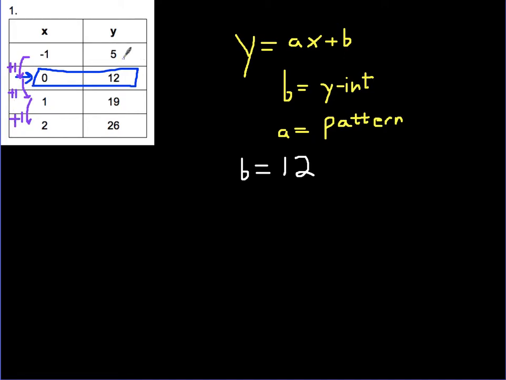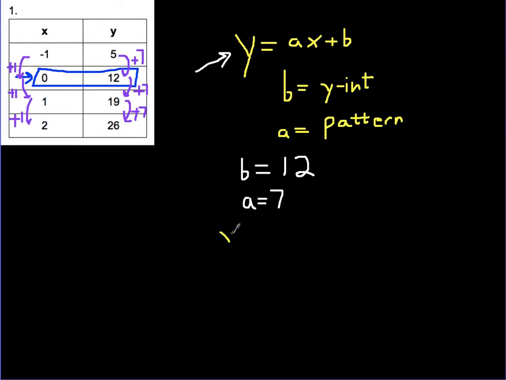All right, so now I can see if I have a pattern here. 5 to 12, so that would be plus 7. Let's see if that works. 12 plus 7 would be 19. Add 7 again, we get 26. All right, so this is great. This is what we need. So a equals 7.